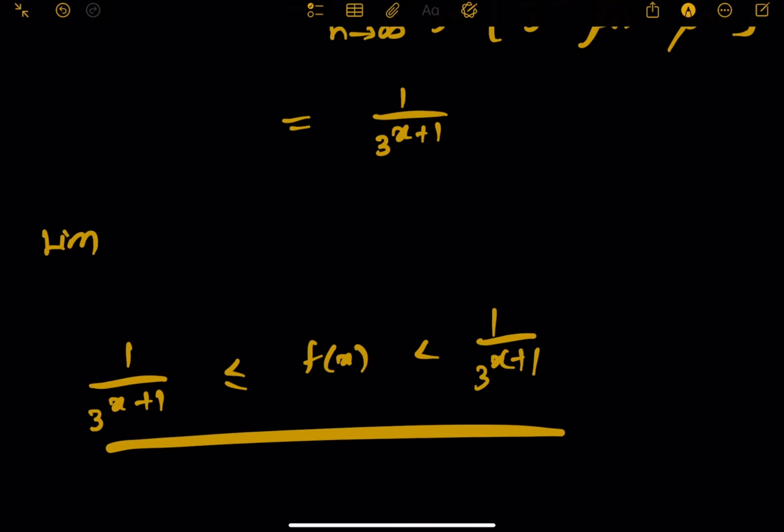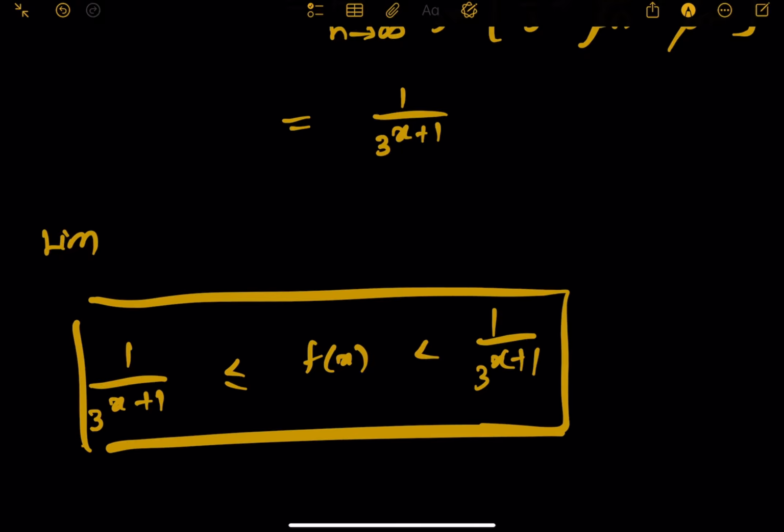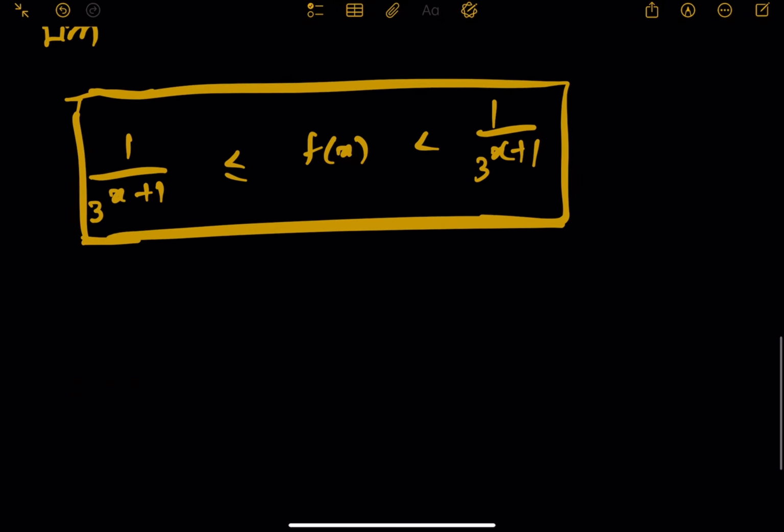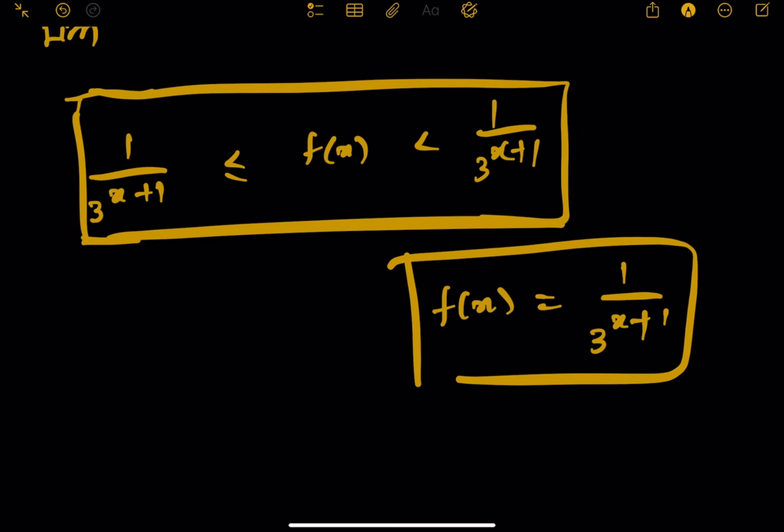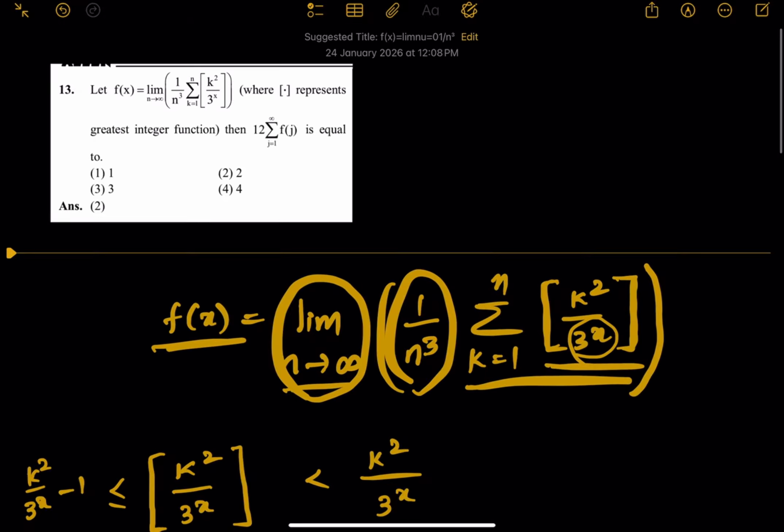What does this say? Is this not looking like your sandwich? Alright, right? So your f of x is simply 1 by 3 to the power x plus 1. So you must have learnt this way of deriving a limit of a function in your NCERT textbook when you are preparing for boards, and that method was intelligently used in this particular question.